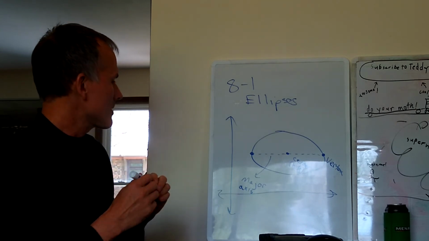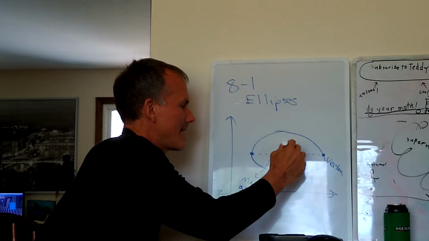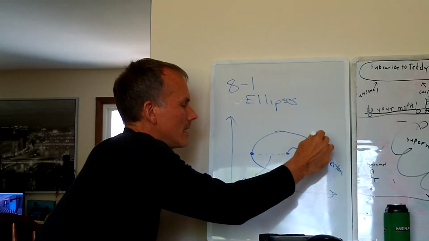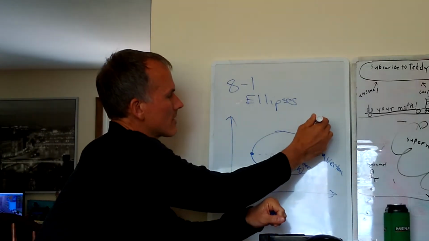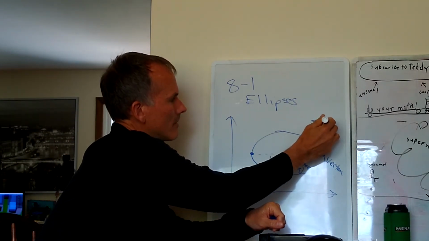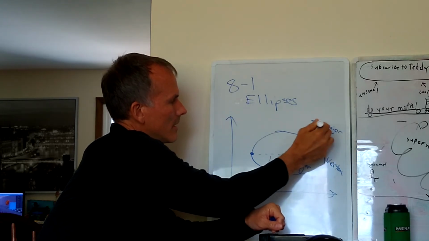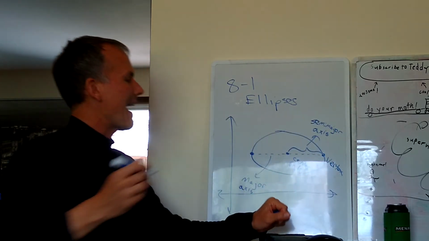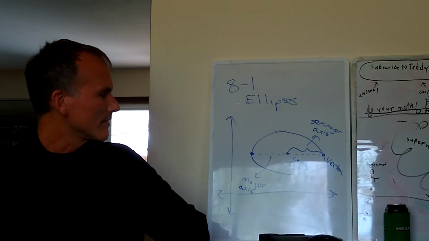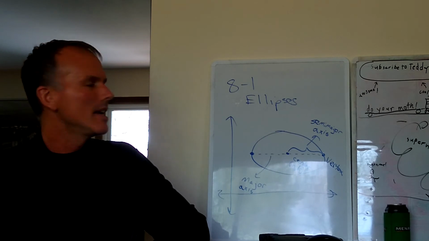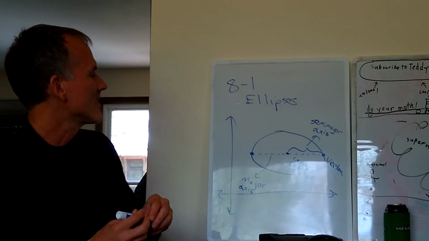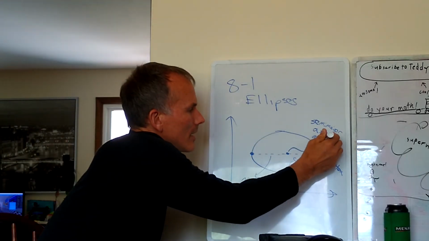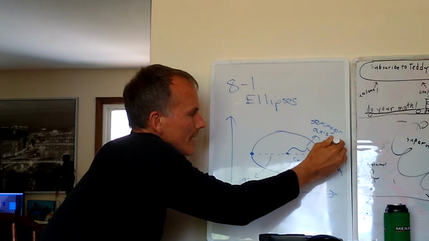All right, now the distance from the center to a vertex has a name. So the distance right here, from here to here, is called the semi-major axis. Half of it, makes sense, the prefix semi. It's half the length of the major axis. And we have a letter that represents the length of the semi-major axis, and that letter is a lowercase a.